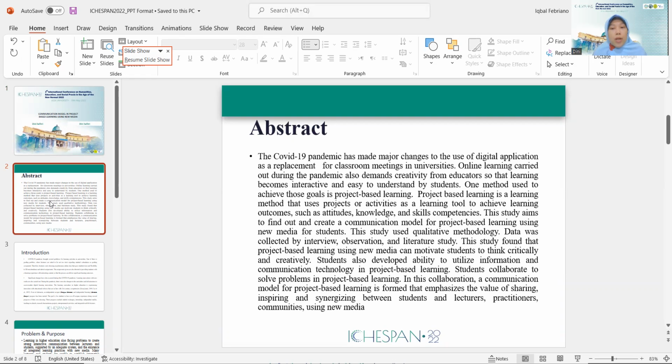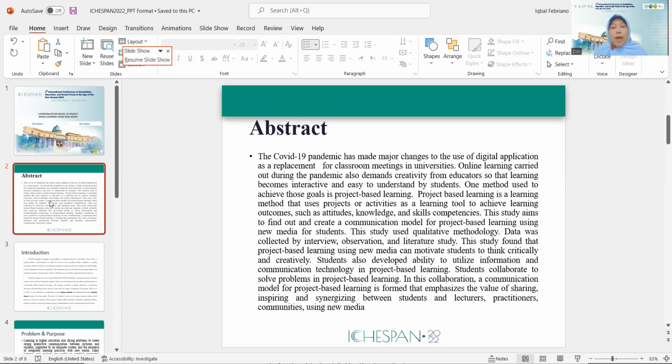This study used a qualitative methodology. Data was collected by interview, observation, and literature study. This study found that project-based learning using new media can motivate students to think critically and creatively.